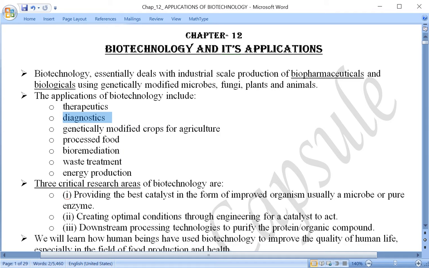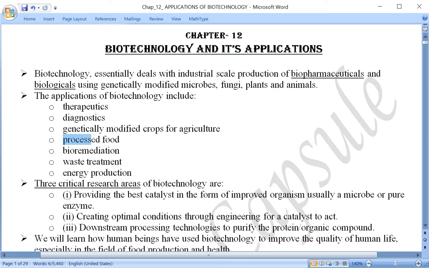Next one is genetically modified crops for agriculture. This is the development of a genetically modified crop, so that in the field of agriculture, seeds and plants are available which can be grown on a large scale by the farmers. But these genetically modified crops have to be made available to the general public, so that they can grow them in their fields. When the farmers grow them in their fields, large production will be possible, which will be available for the general public.